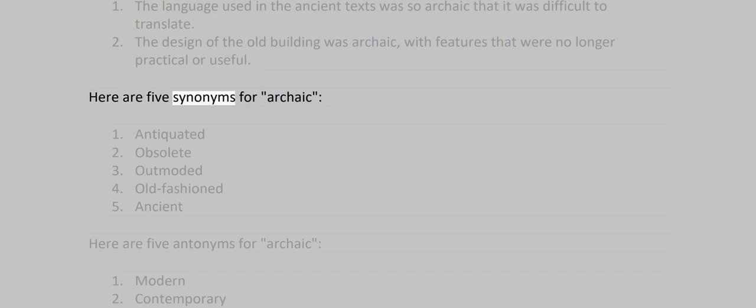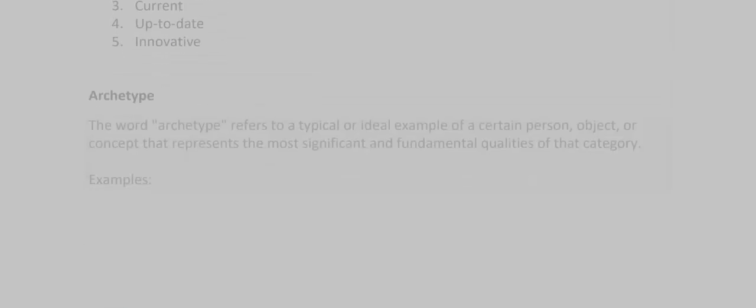Here are 5 synonyms for archaic. 1. Antiquated. 2. Obsolete. 3. Outmoded. 4. Old-fashioned. 5. Ancient. Here are 5 antonyms for archaic. 1. Modern. 2. Contemporary. 3. Current. 4. Up-to-date. 5. Innovative. Archetype.